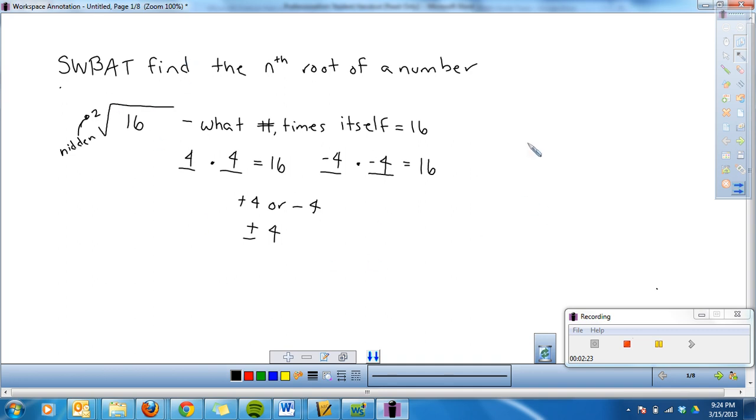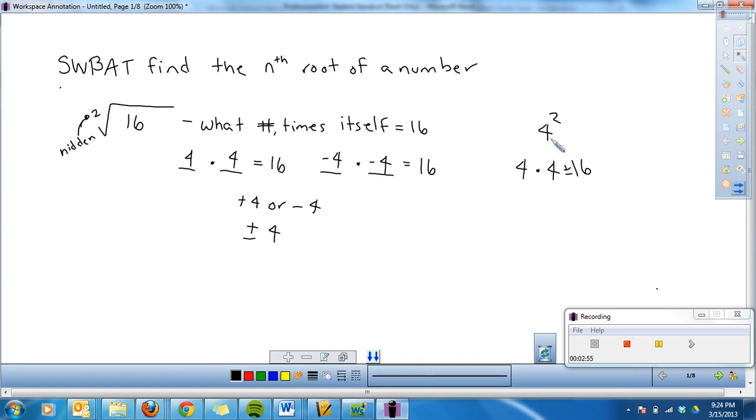You also might think of it like this. What is 4 squared? Well, 4 squared means what is 4 times 4? 4 times itself 2 times. That equals 16. So you should start to see the parallel here. 4 times 4 is 16. The square root, or with the hidden 2, the square root of 16 is plus or minus 4.